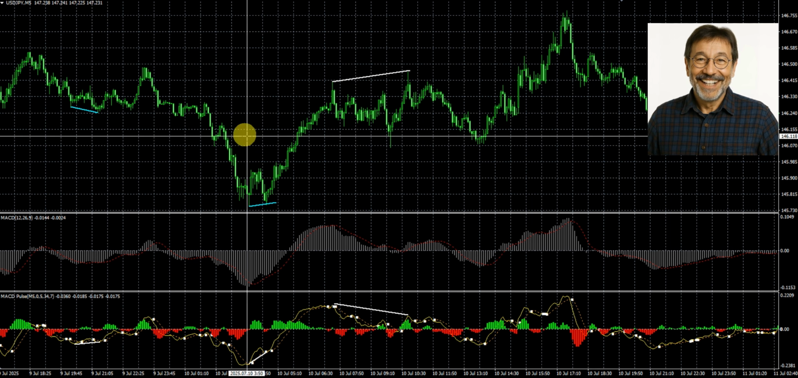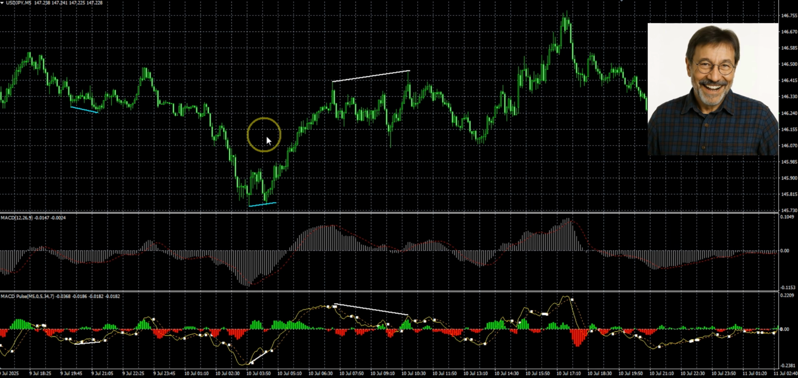Example 2. Clear bullish divergence. Price makes a second low even lower than before, but MACD shows a higher low. That's a loud signal. Time to turn around, and sure enough, the market rises right after.